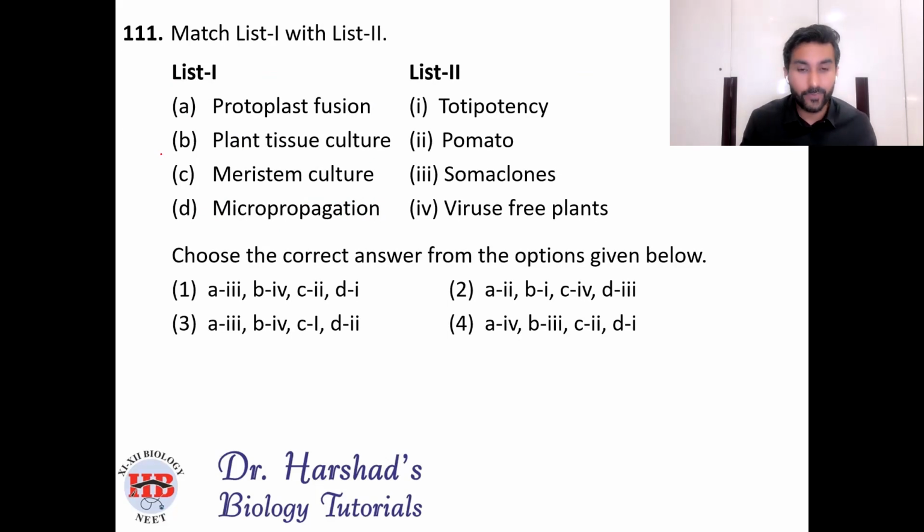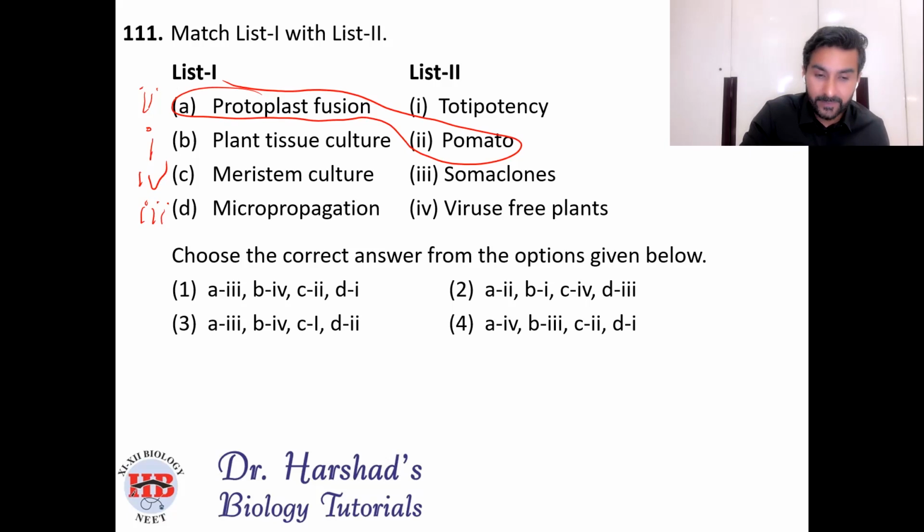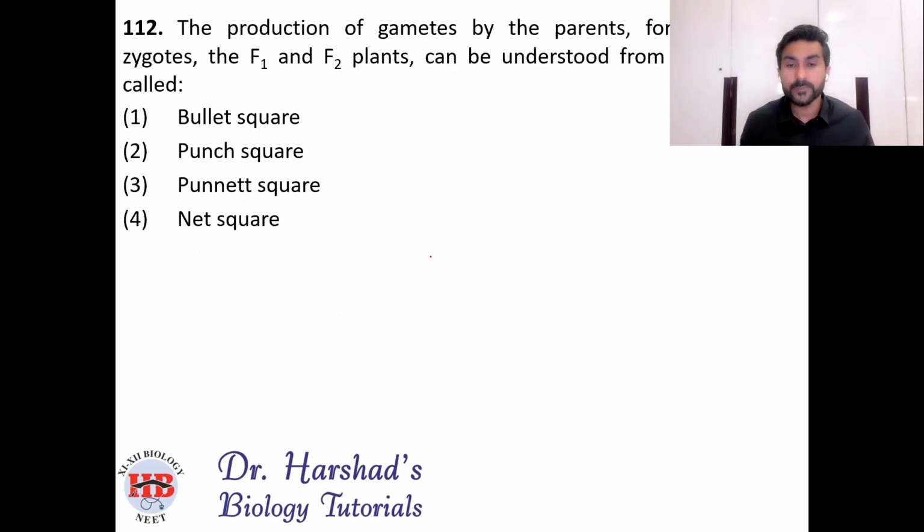Match the list of 1 and 2. You've got again match the column. Now they've talked about protoplast fusion, which gives the pomato, a fusion of potato and tomato. You have plant tissue culture, which is based on the property of totipotency. So A would be 2 and B would be 1. You have meristem culture, which gives rise to plants which are virus-free and disease-free. So C would be 4. Micropropagation is a kind of vegetative propagation. So it gives you something called somaclones, if you remember the points about tissue culture. So A would be 2, B would be 1, C would be 4, and D would be 3. That's option number 2. We go on to the next question.